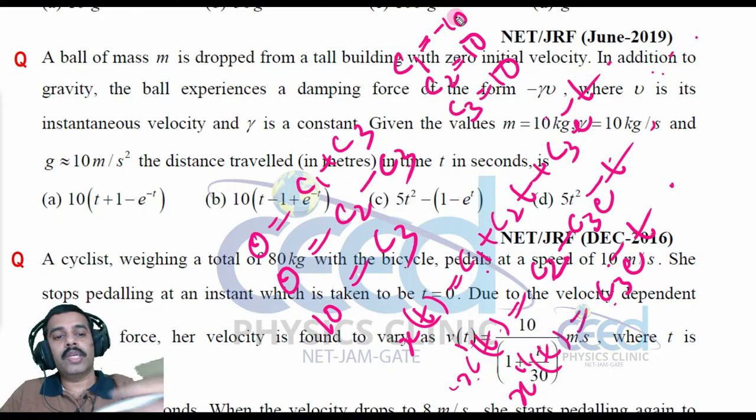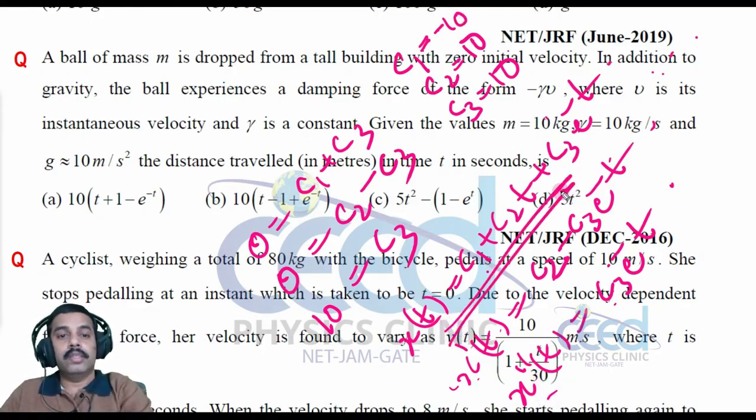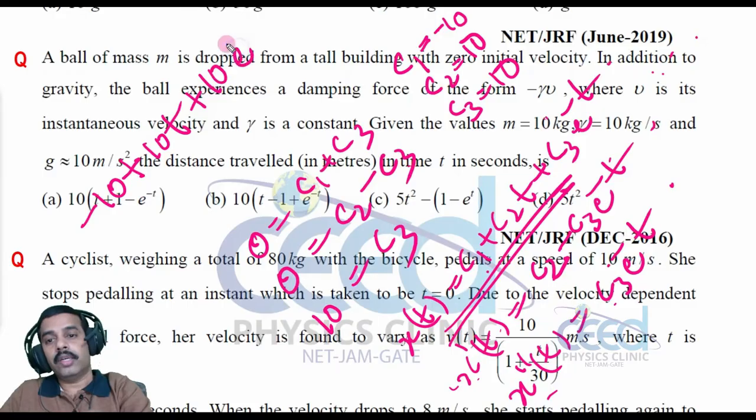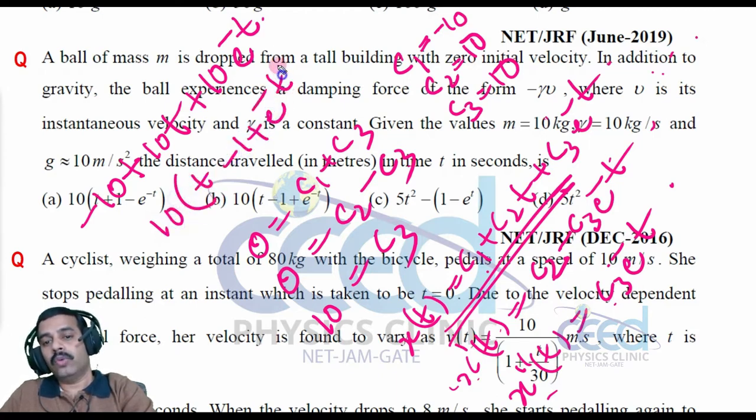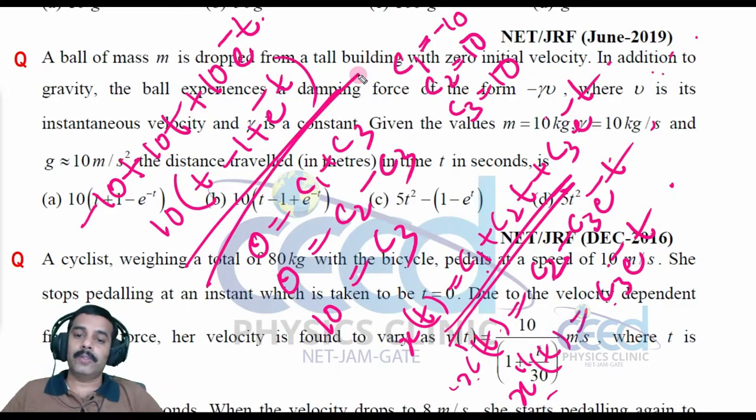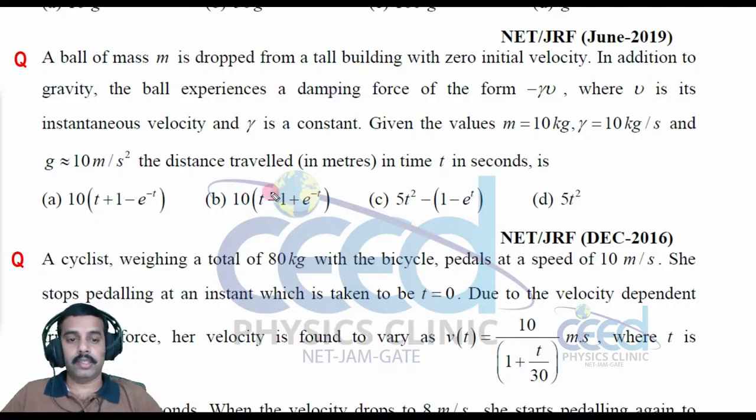Right. Now we can substitute everything in our first equation. c1 is equal to minus 10 plus c2 is 10, that is 10t, and c3 is again 10 e raised to minus t. So this I can write as 10 into t minus 1 plus e raised to minus t, right? So which one is the option? Option B is correct, right?